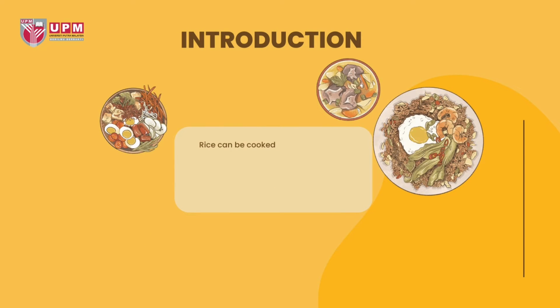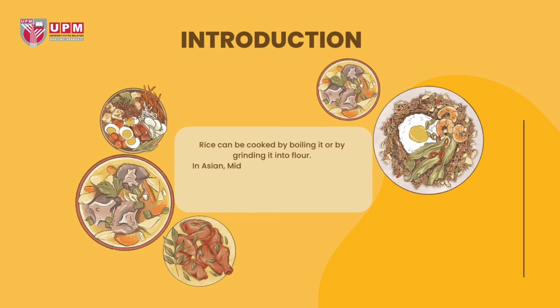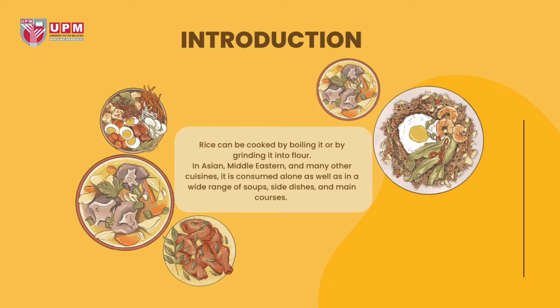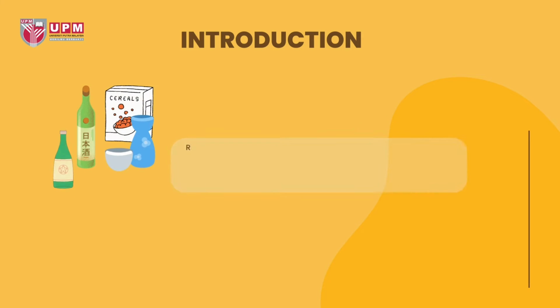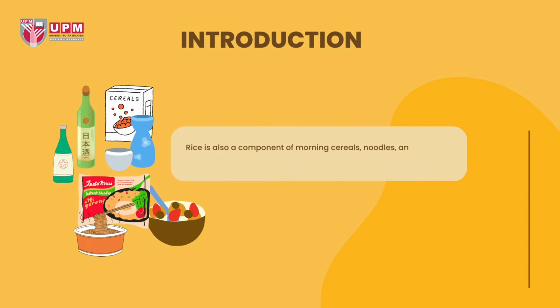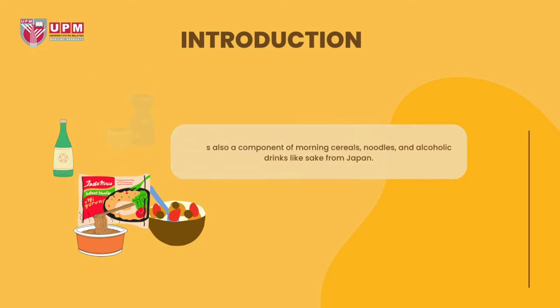Rice can be cooked by boiling it or by grinding it into flour. In Asian, Middle Eastern, and many other cuisines, it is consumed alone as well as in a wide range of soups, side dishes, and main courses. Rice is also a component of morning cereals, noodles, and alcoholic drinks like sake from Japan.